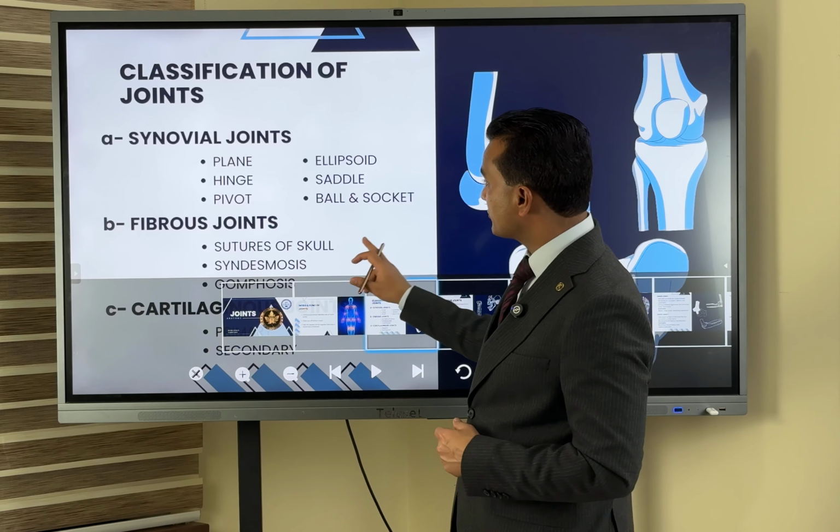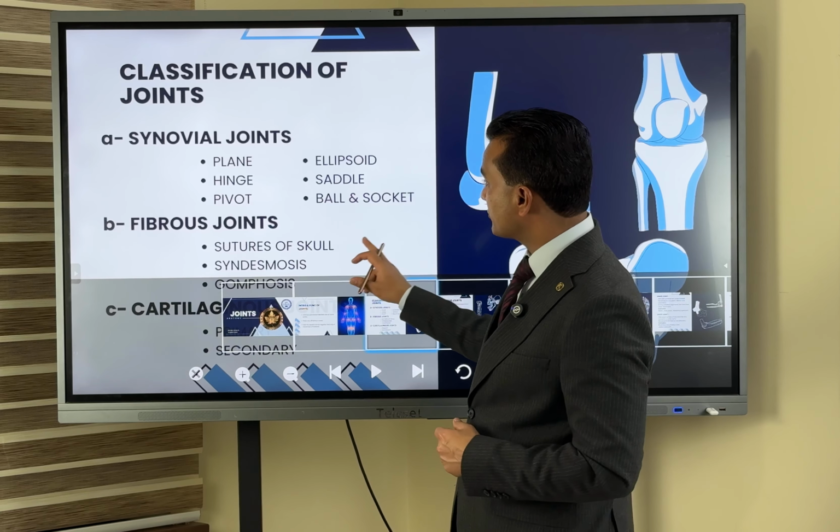Then next we have the gomphoses joint. Gomphosis is the joint of the tooth and the socket with a strong periodontal ligament. So this is called gomphosis, the joint of the tooth and socket. This is also a subtype of the fibrous joints.